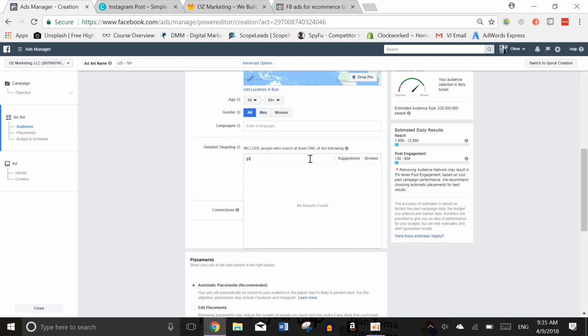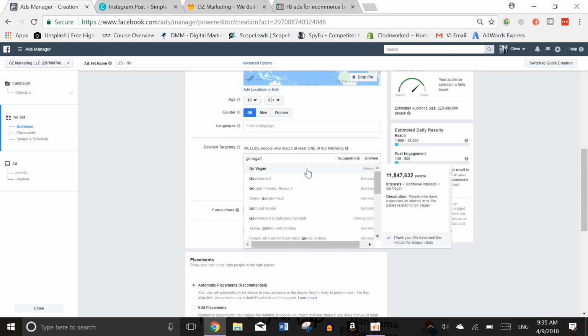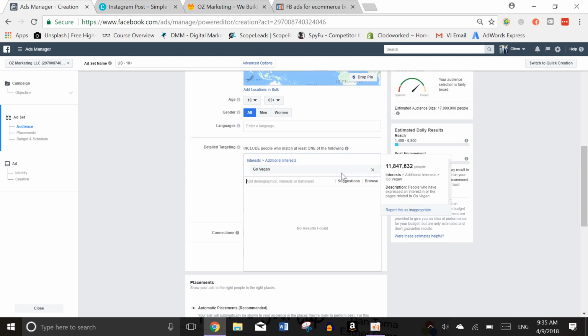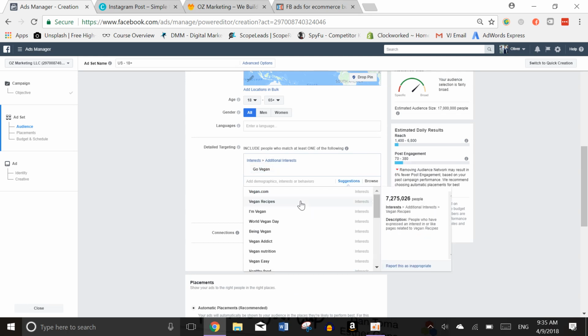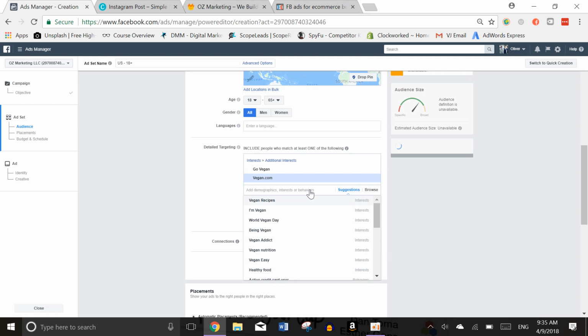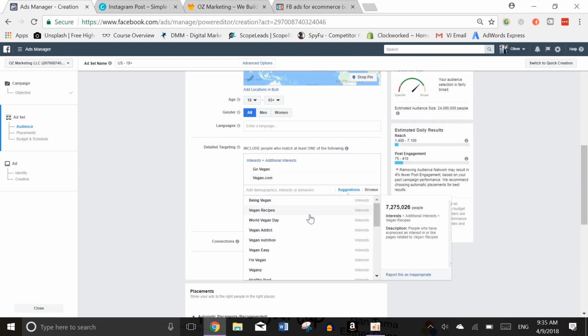For example, if I go vegan, right? I have the option here. So this is just going to be my broadest example, right? And of course, it goes a lot further than this. If I go in suggestions, it's going to show you exactly all the different options for vegan. Okay, so I'm going to go ahead and add all the ones I think are relevant. Try to add ones that are content based, that are specific magazines, specific websites, specific blogs, specific shops that vegans would go to.